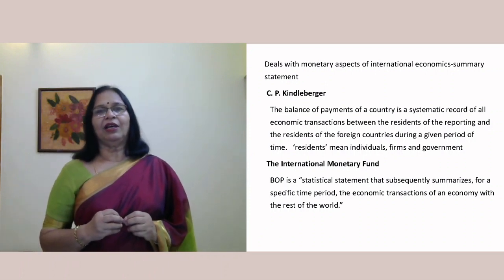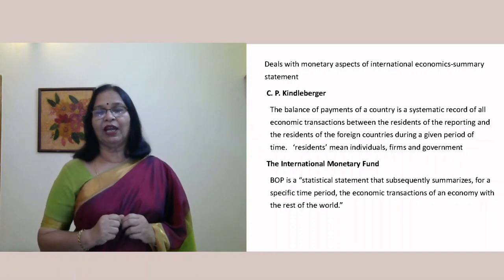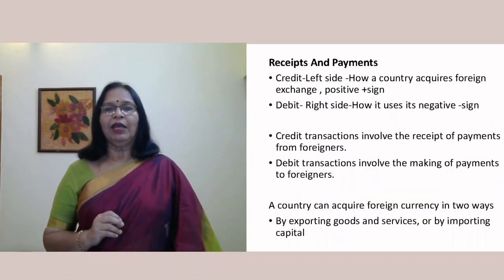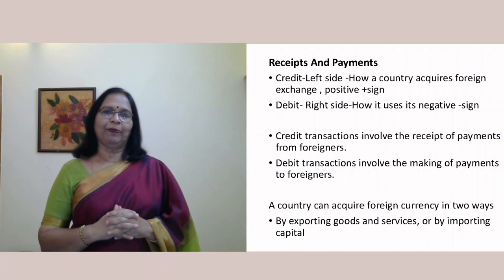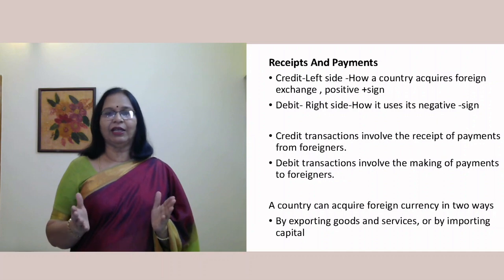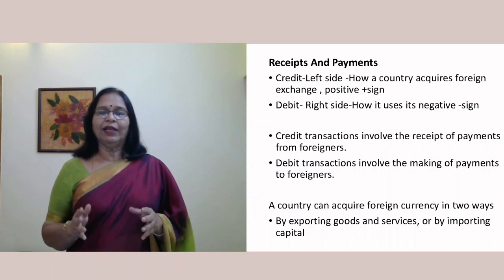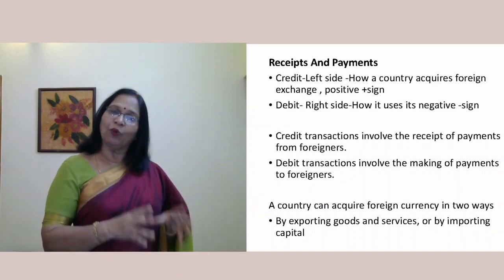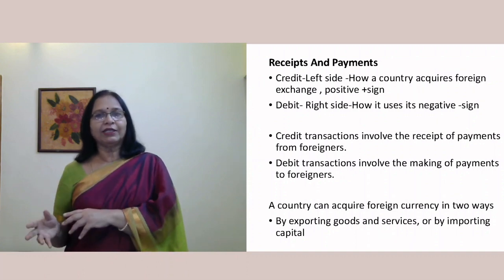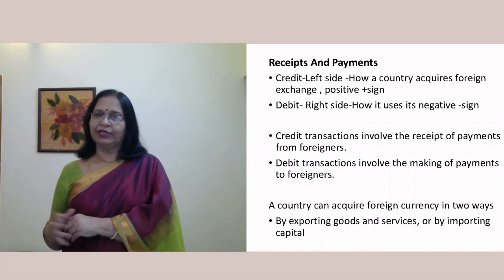How does this country stand in terms of financial position with the rest of the world? That is what we can understand by looking at the balance of payment statement. The receipts and payments. This balance of payment account has got two sides, the left and the right. On the left side, we have the credit, and on the right side, we have the debit. The left side shows how a country will acquire foreign exchange, and that shows a positive sign. The right side shows how a country will spend its foreign exchange, and it has got a negative sign.